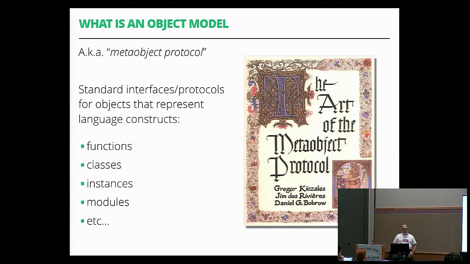So, what is an object model? Object models are standard interfaces and protocols for objects that represent language constructs. So if your language treats functions as objects, like Python does, that means those objects have an API, right? They have attributes and methods that you can call. The same with classes, right? Classes in Python are first-class objects, meaning you can pass classes as arguments. You can dynamically invoke classes at runtime. You can even dynamically create classes at runtime. And frameworks like Django do that all the time.